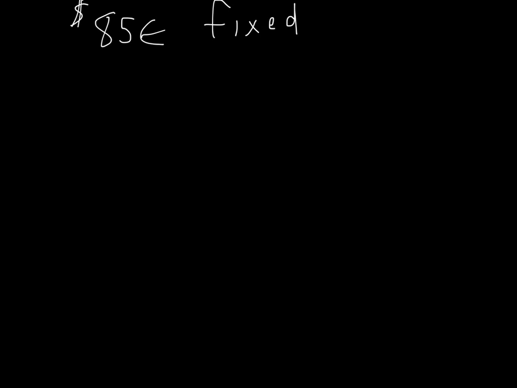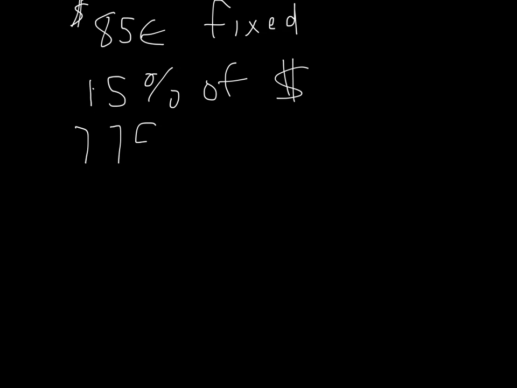What else do I know? Go ahead. 15% of sales is where he makes the rest of his money. I'm going to call that this. So the 15% is how this person gets the rest of their money. Does that make sense? And then how much money did they get altogether? $775. So what do you think your first step should be in a question like this?